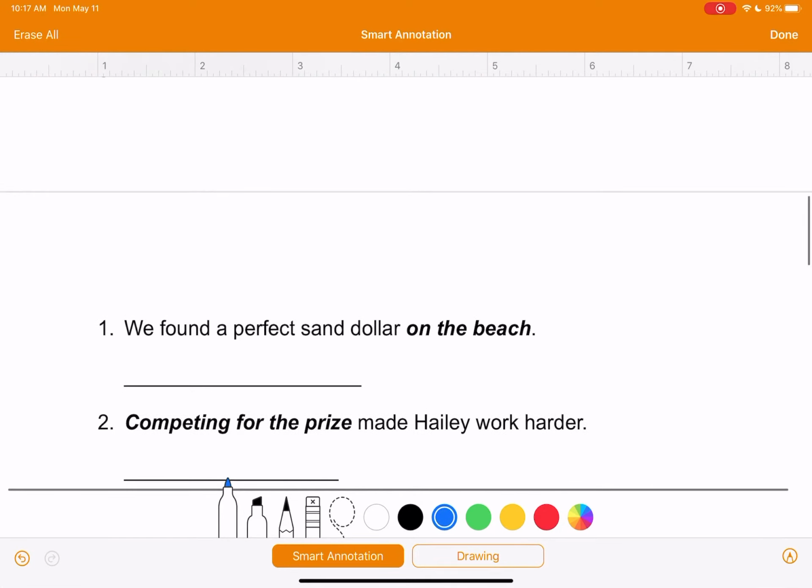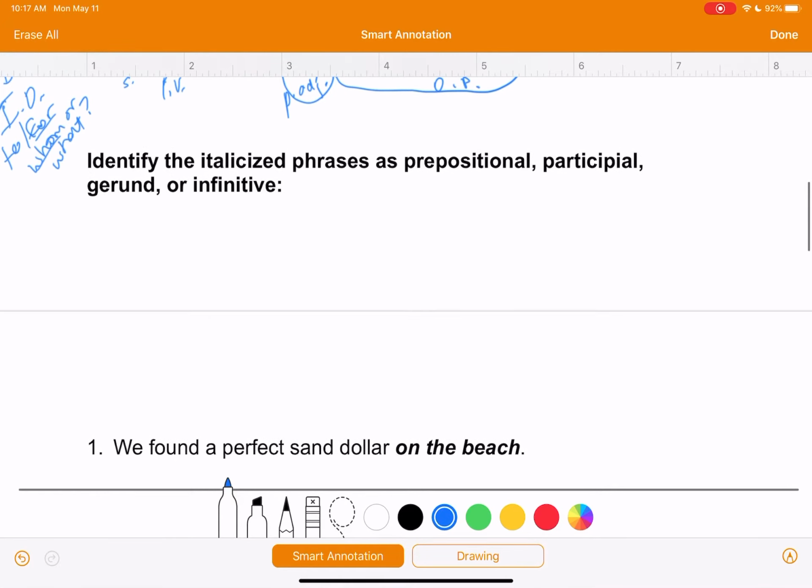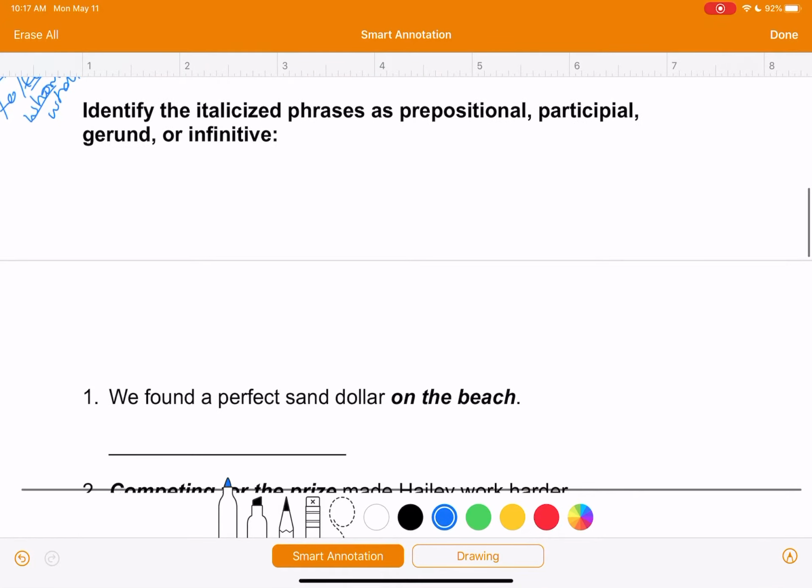Let's try to do one more segment before we restart another video. Another thing you need to remember how to do for your test is to identify different phrases. Phrases are groups of words that are closely related to one another, but they do not have a subject and a verb. That would make it a clause, right? So we have 4 types for you to identify.